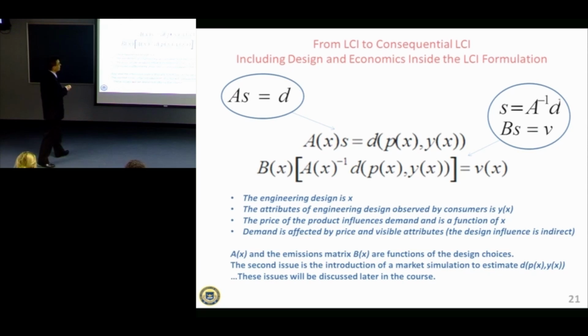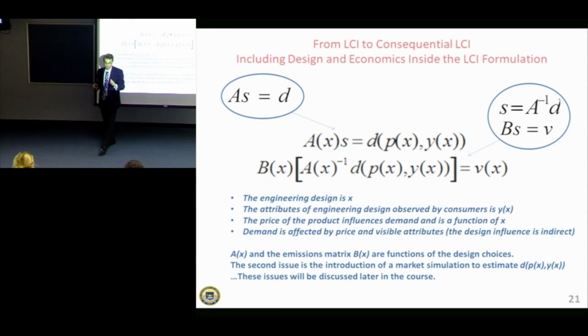So if you extend the system now, we can do the same thing with B, right? And this is just the A inverse times D to get our environmental emissions. Okay. So this would be an example of a consequential LCI where we're actually changing the design, X, and we're looking not only at how the change affects the environmental emissions associated with the technology matrix, we're also looking at how it affects the demand. Okay?